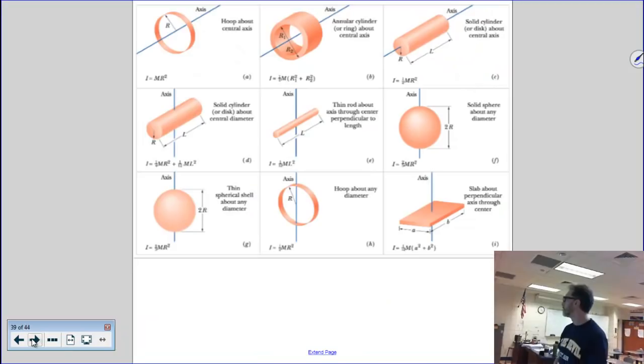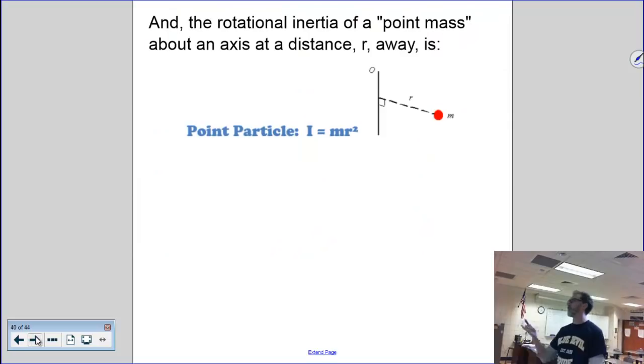Here's a couple others. There's some more. I don't know that any of these come up very often, unless they're on the previous page. And then a point particle. Really, I can't think of a situation where you'd use this for torque.